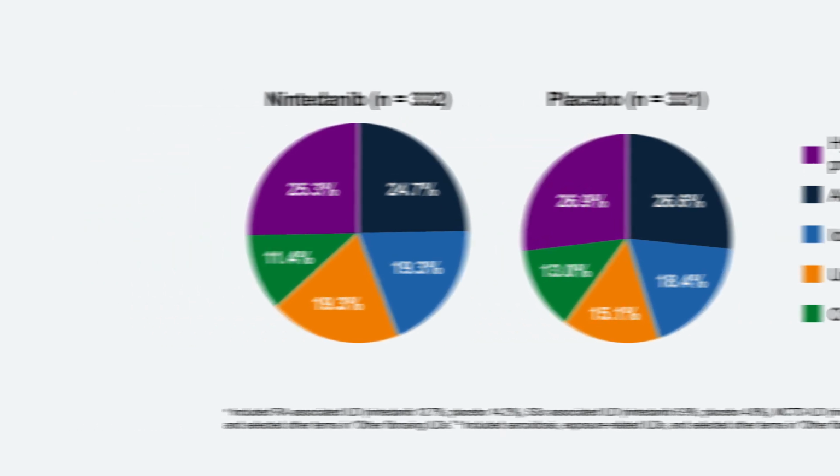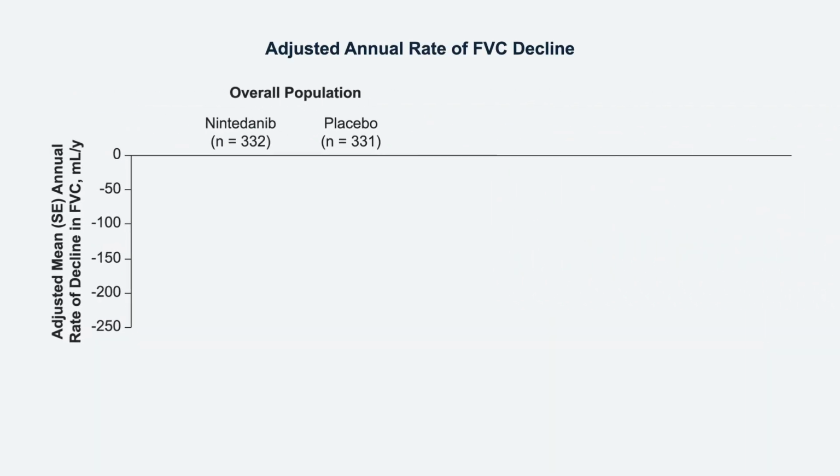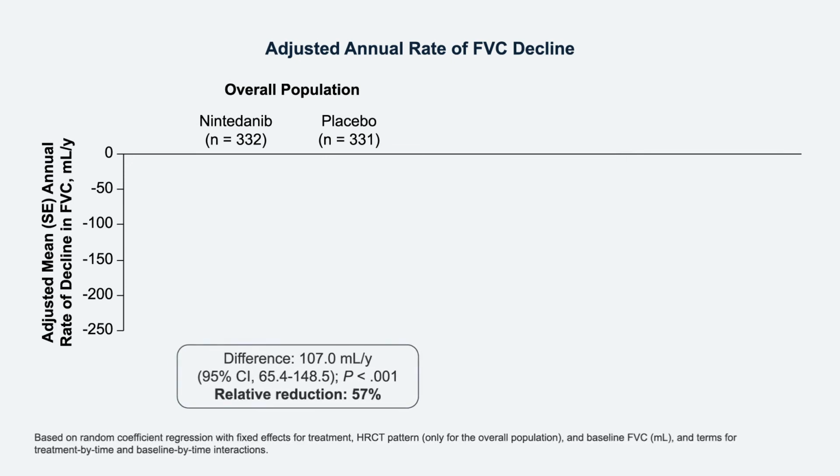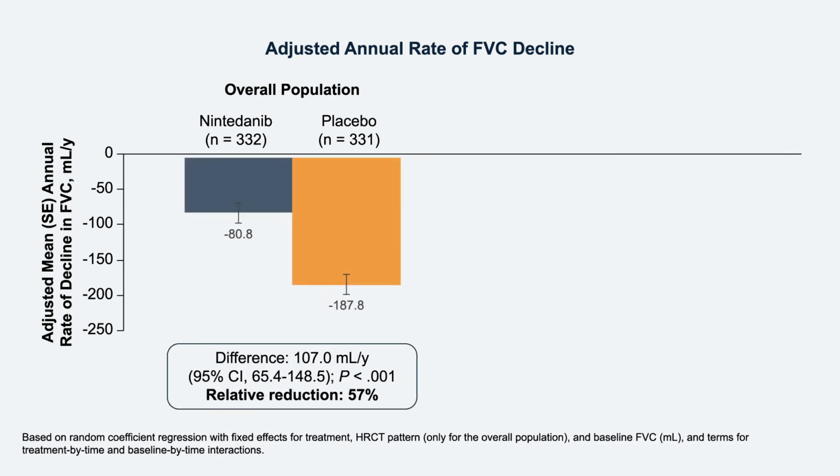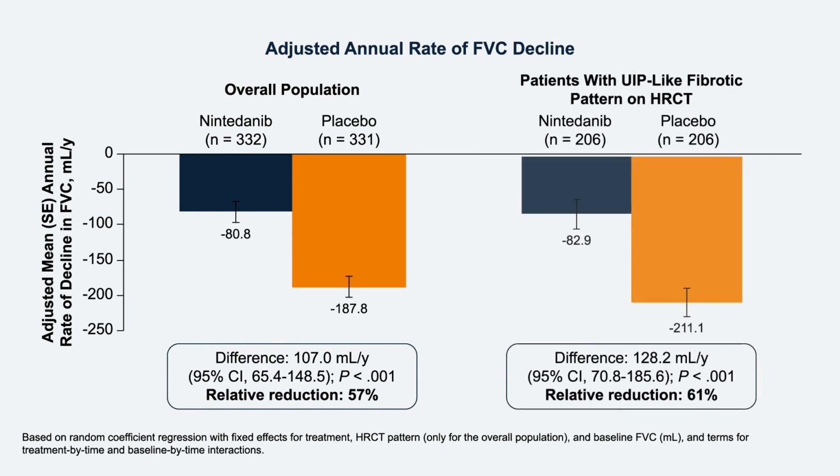So when you look at the FVC decline, and you look at the annual rate of decline in FVC over 52 weeks, you can see that the placebo patients, not on therapy, had a greater decline in FVC. In the overall population, it was almost 190 cc decline in FVC. When you look at patients with a UIP-like fibrotic pattern, it was even greater, over 200 cc's, 211 cc's reduction in FVC. When you compare it to patients on nintedanib, they had less of an FVC decline.